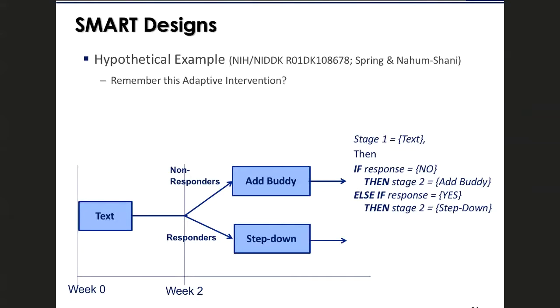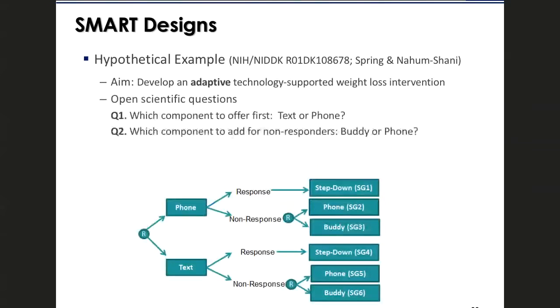And now the question is, why do we need a SMART? But before we answer that question, I want to tell you more about what a SMART is, and what it is not. A SMART is a randomized trial. There are randomizations in a SMART, but it's a special case of a randomized trial because it includes multiple stages of randomization. In a SMART, every stage of randomization corresponds to a scientific question that we're trying to answer about how to sequence and adapt our intervention components over time. Let me show you an example.